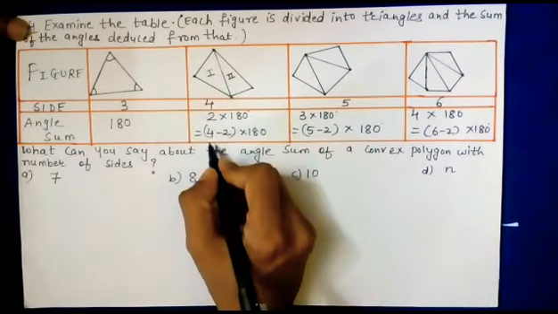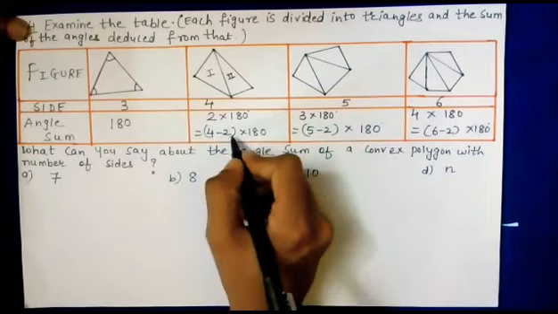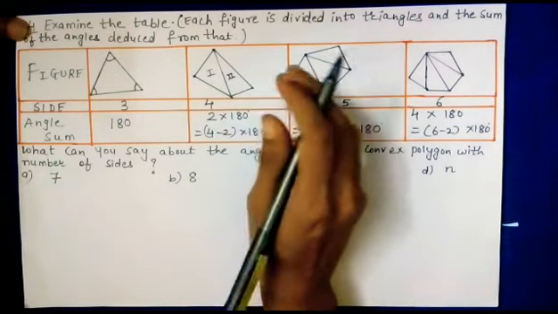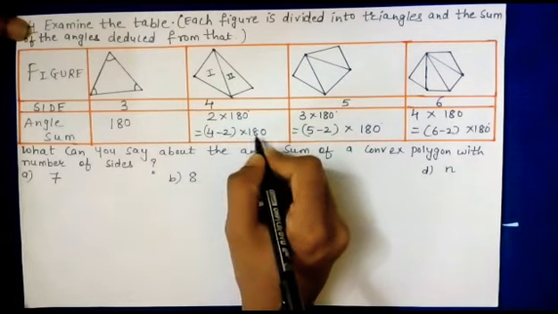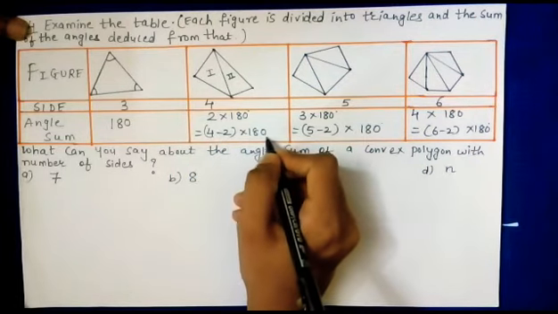Or another way to find out is 4 minus 2. Number of sides is 4. So whatever number of sides there is, from that you will do minus 2 and then multiply by 180 and you will get your answer.